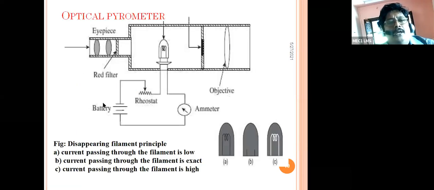The next, optical pyrometer. See here, this optical pyrometer is the same as that one. Optical pyrometers use monochromatic radiation. It is a monochromatic source.